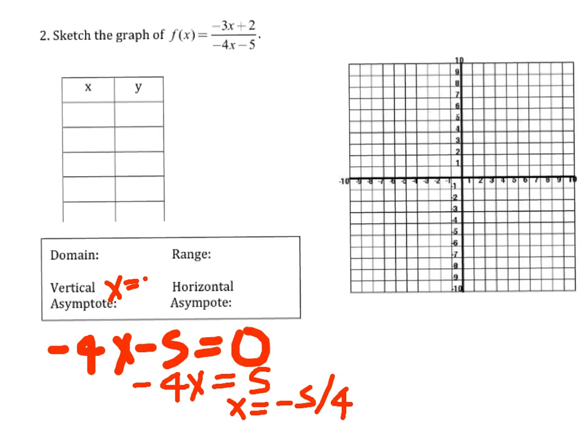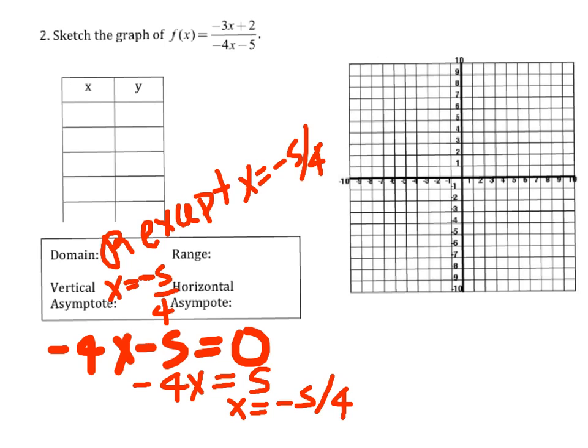So I'm going to write that, making sure I'm writing x equals. Our domain is all real numbers except x equals -5/4. So that really is the same. What changes this time is how we find the horizontal asymptote. I'm doing y equals a over c, which are these two numbers over each other.